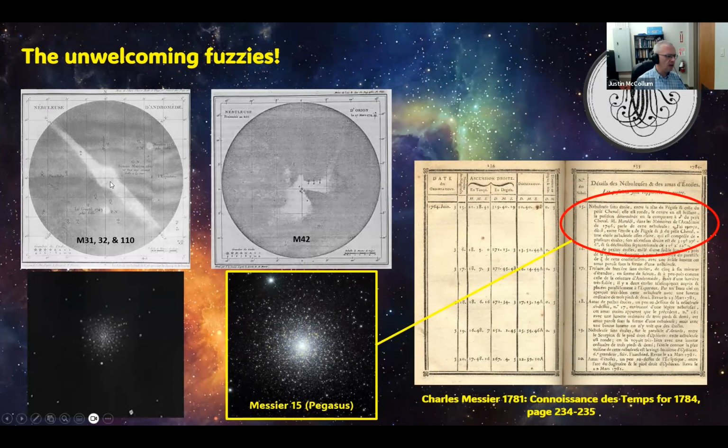So here we have M31, there's M32 and M110. Here's the Orion Nebula. This would be comparable. This is a sketch of what he would have seen with M15. Here is a more up-to-date photograph of M15. And this comes from his workings. This is a picture of his original writings.